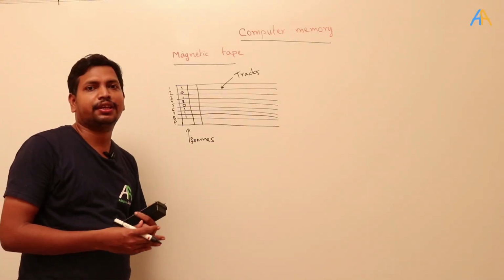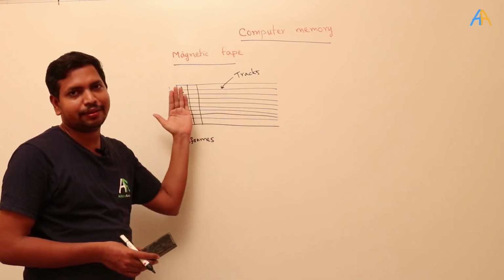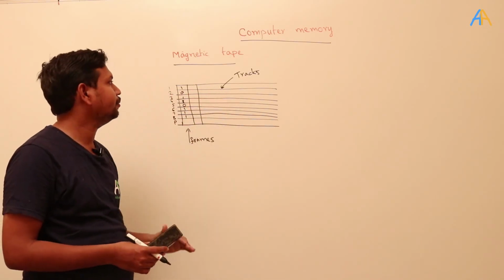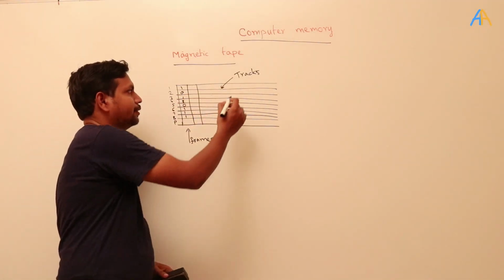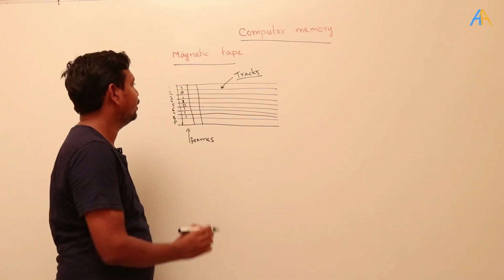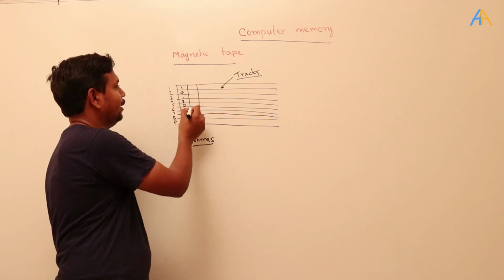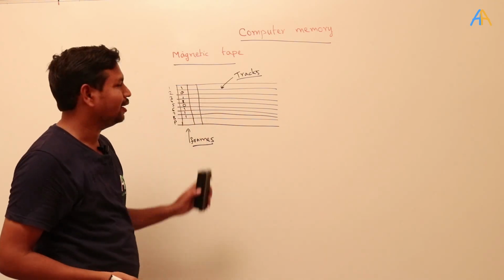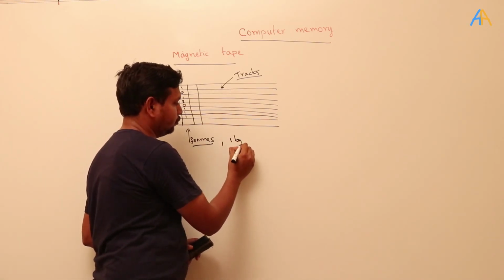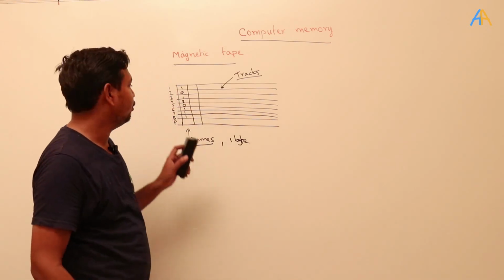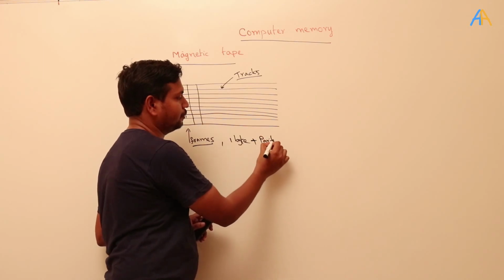Now see the magnetic tape physical organization. It is a magnetic material, and the tape is divided into horizontal and vertical lines. Horizontal lines are nothing but tracks, and the vertical division is called frames. Each frame stores 8 bits, that means each frame contains one byte of data, plus 1 parity bit to check the parity code.